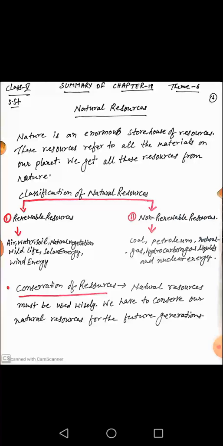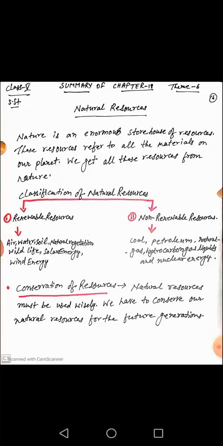Natural resources are classified into 2 parts: renewable resources and non-renewable resources. Renewable resources can be renewed or replenished in a short period of time, whereas non-renewable resources are limited and take millions of years to form. These resources cannot be replenished easily.